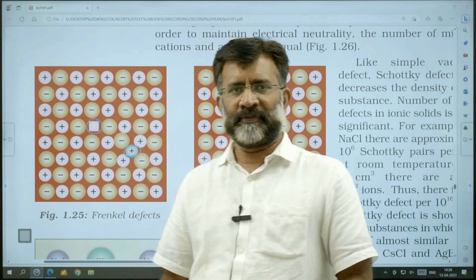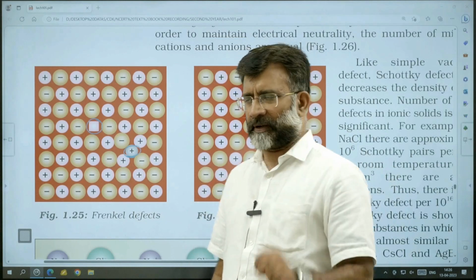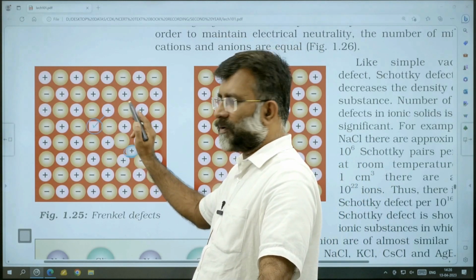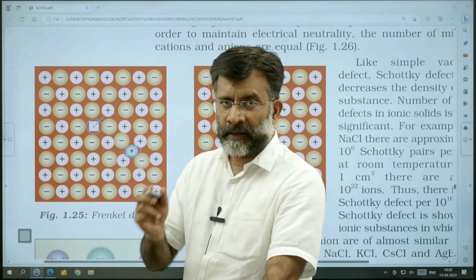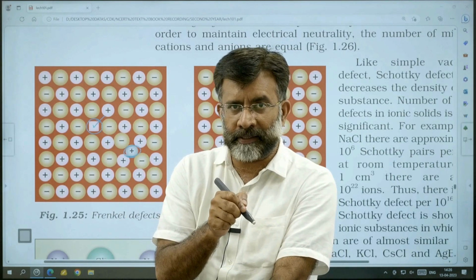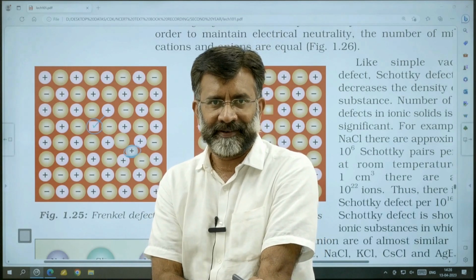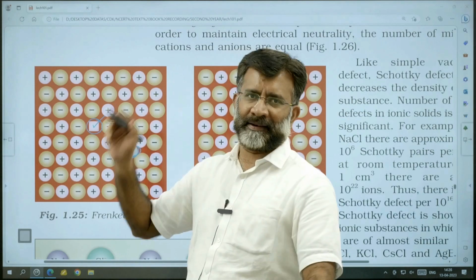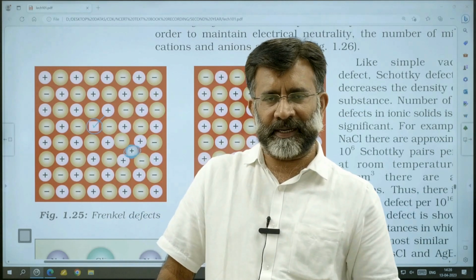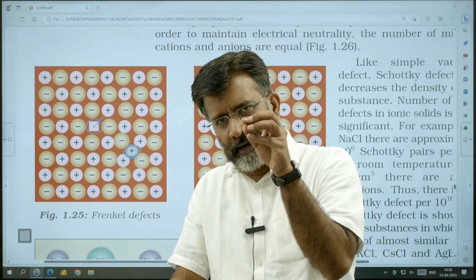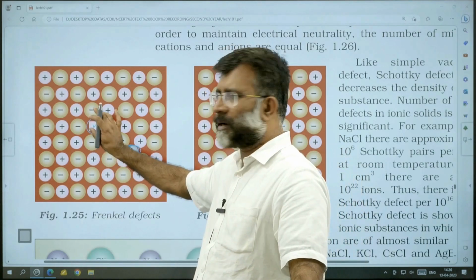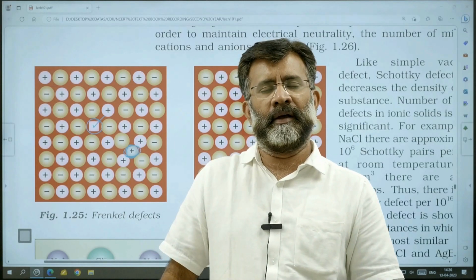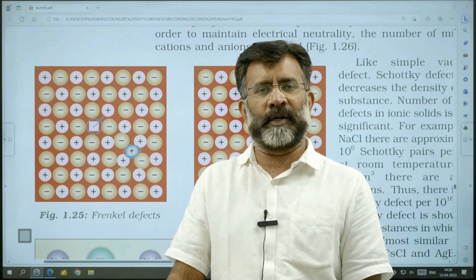Okay. One Frenkel defect is equal to 2 defects. One is where the expected particle is, there is no particle. Number two, where we don't expect a particle, there is a particle. Hope you understand. So a small cation expected to be here is not available there. Actually it is misplaced. Such defects are called dislocation defects, Frenkel defect.